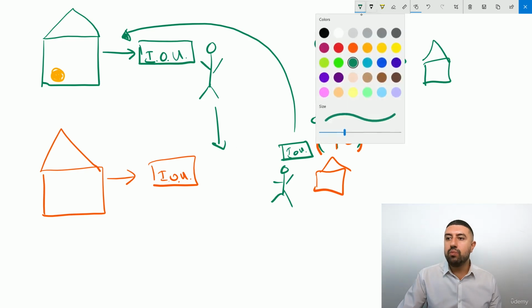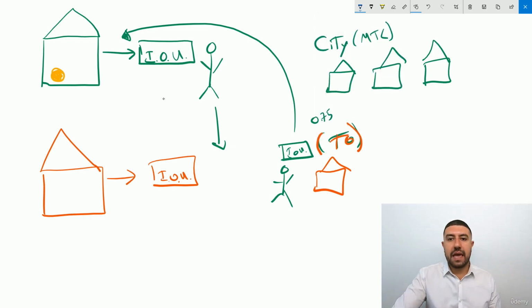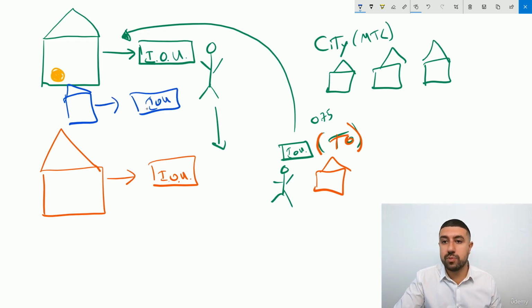So you had multiple banks everywhere, right? And each bank had its own IOU. Within the same city, you had multiple banks. So yes, it was a step up from just using the coin, but it was also not very efficient.